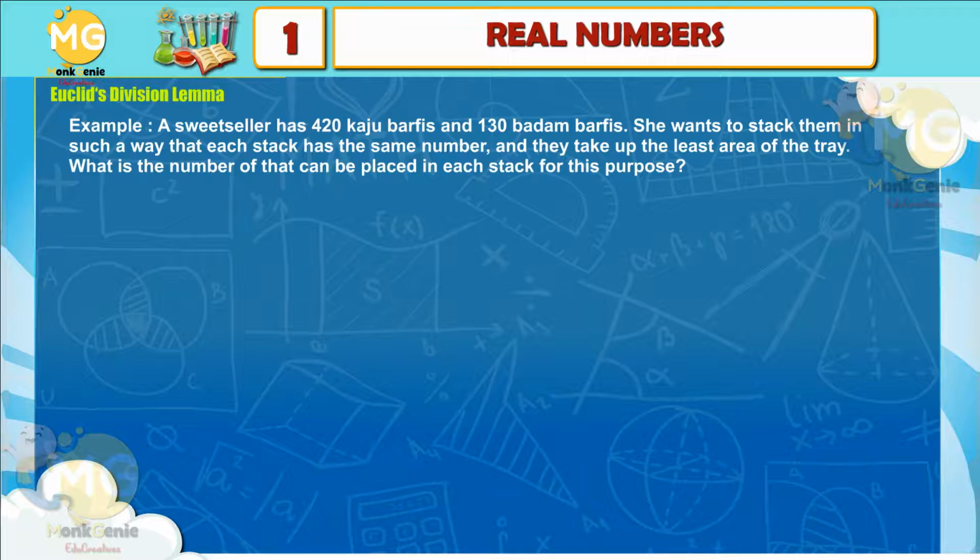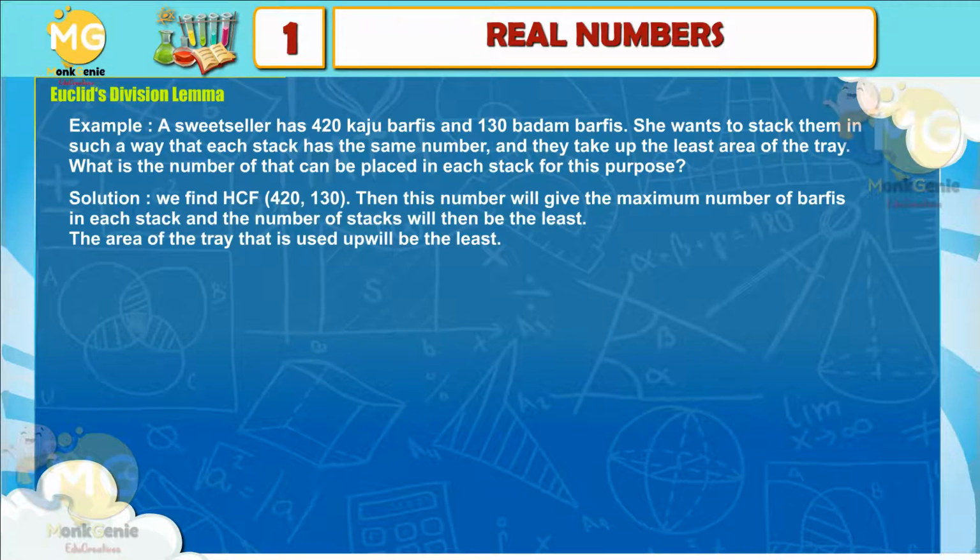Example. A sweet seller has 420 Kaju Barfis and 130 Badam Barfis. She wants to stack them in such a way that each stack has the same number and they take up the least area of the tray. What is the number of barfis that can be placed in each stack for this purpose? Solution. We find HCF of 420 and 130. Then this number will give the maximum number of barfis in each stack and the number of stacks will then be the least. The area of the tray that is used up will be the least.